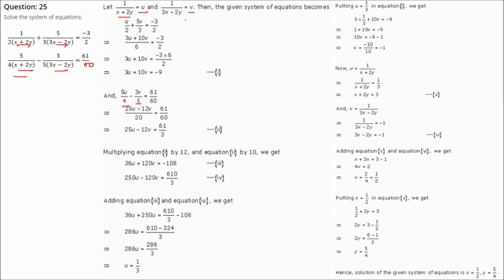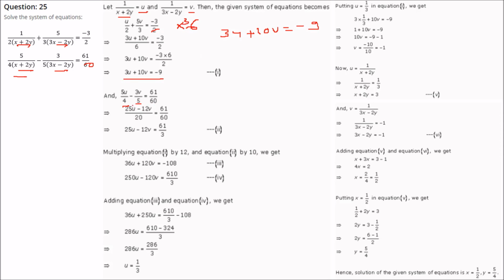Now what you can do here is multiply the whole equation by 6. What do we get? u by 2 into 6 is 2 3s are 6, so you get 3u. 5 by 3 into 6, 3 2s are 6, 5 2s are 10, 10v. Now minus 3 by 2 into 6, 2 3s are 6, 3 3s are 9, so you get minus 9. So this is your first equation. The second equation is this one.